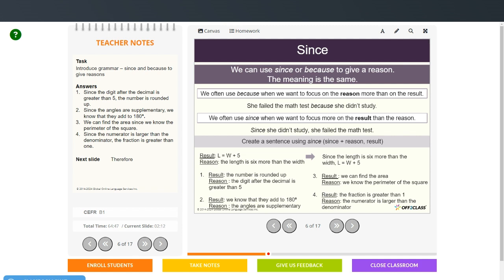Number 3, the result is we can find the area, and the reason is we know the perimeter of the square. So we can find the area since we know the perimeter of the square. And here the result, the fraction is greater than 1. The numerator is greater than the denominator. So since the numerator is larger than the denominator, the fraction is greater than 1.